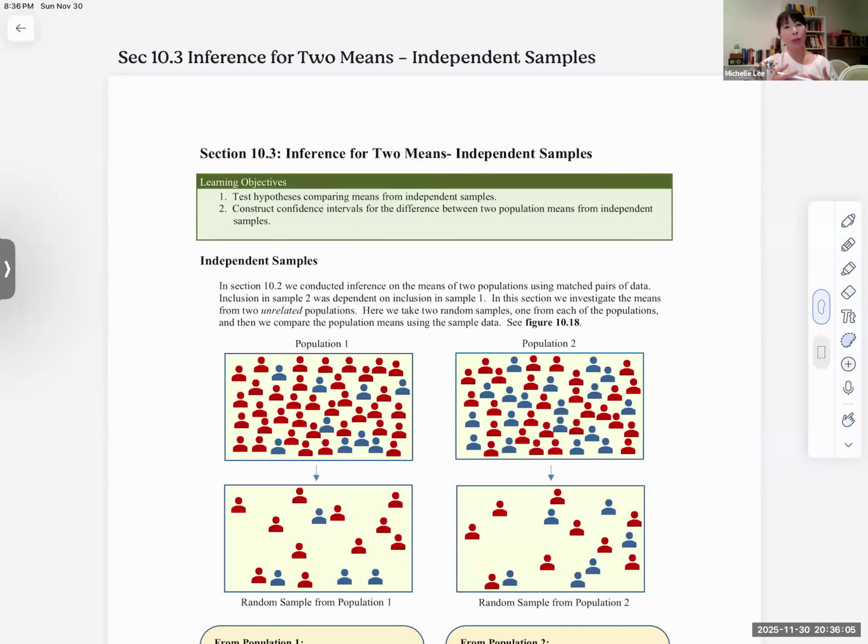Everyone, today we are going to learn the last section. Yay! 10.3, Inference for two means for independent samples. So we learned matched pair samples last time, right? In this case, we have independent samples. We know what independent samples are, since we introduced them last time, right? So in 10.3 we have inference for two means, independent samples.